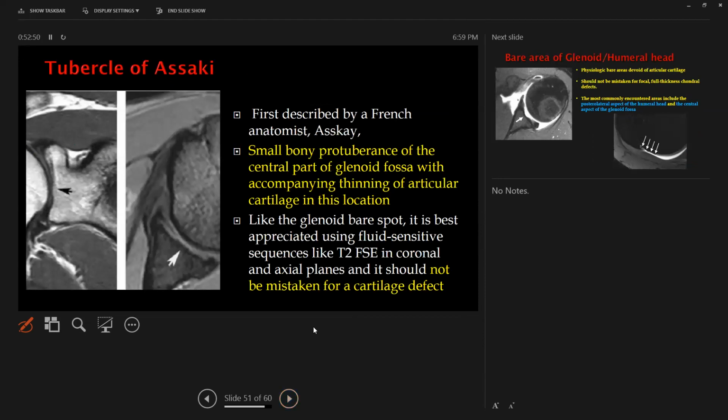Now coming to some rare variants, there's something called Assaki tubercle, where there is a subtle bump in the cortex of the glenoid. There is a little bump. So the cortex goes like this. There's a little bump there, and there is lack of cartilage over that bump. So this is a normal variation. It's just a small bony protuberance with thin cortex or no cartilage on it. This is a normal variant, and it was described by a French anatomist.